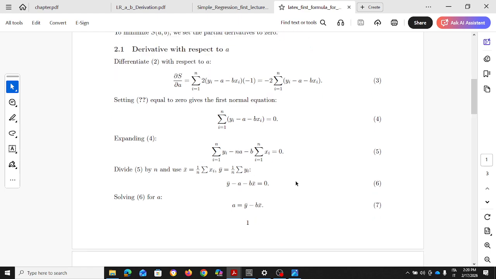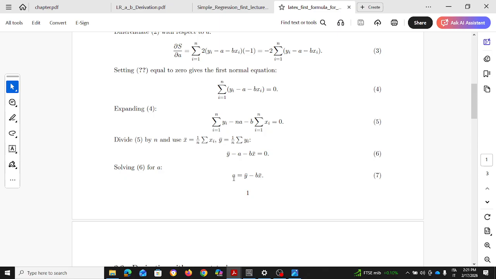Now we know the mean. The mean for anything is what? Summation of all the variables, sum them, divide by the total number, which we represent by x bar for this and y bar for this. So divide this by n, we will get y bar minus a. When we divide this by n, n and n cancel out, and we have b x bar equal to 0. Now solve it for a, rearrange it, a equal to y bar minus b x bar.